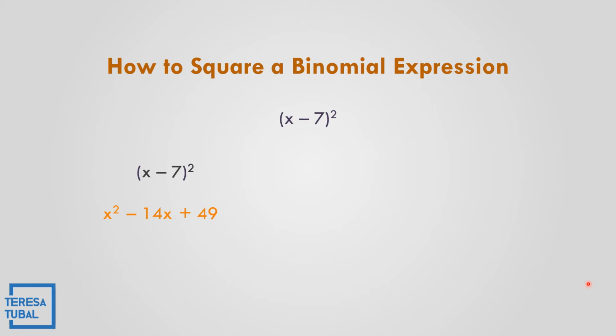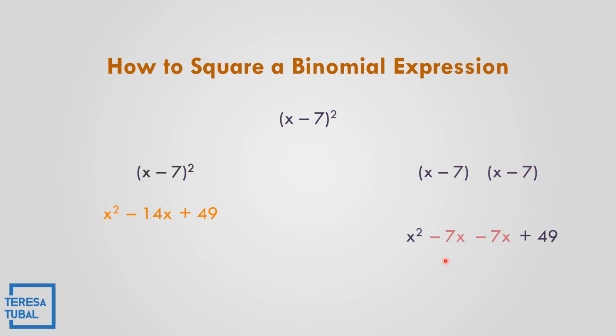What if we use the FOIL method? So we need to multiply first, outer, inner, and last. So the quantity x minus 7 squared is also equal to x minus 7 times x minus 7. So let us distribute. X times x is equal to x squared. That is the first. The outer, x times negative 7, is equal to negative 7x. And then inner, negative 7 times x is equal to negative 7x. And then negative 7 times negative 7, the answer is equal to positive 49.